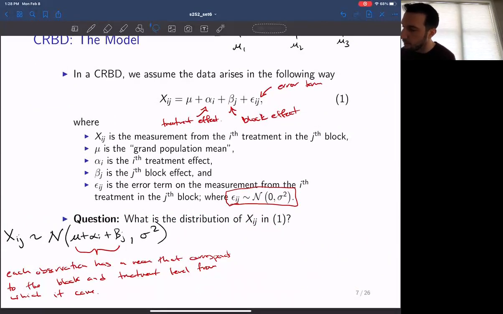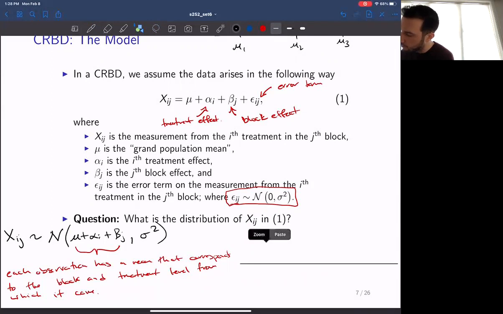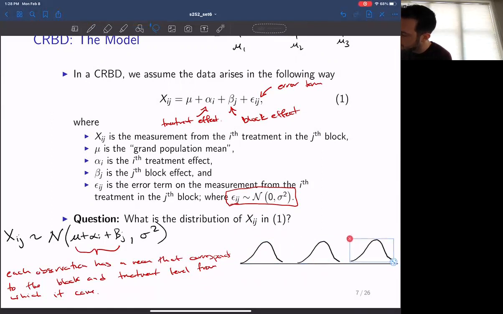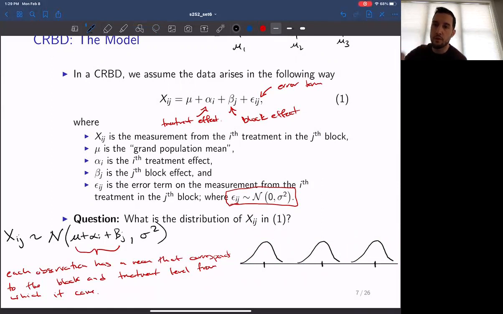Right. So if we were to consider a real line of some sort here, and then we were to place a couple of normal curves on top of this. So say here, here, and here. Okay, so then we have the centers shown here like this. The only difference is now there's an effect of the treatment and the block that contribute to the center.